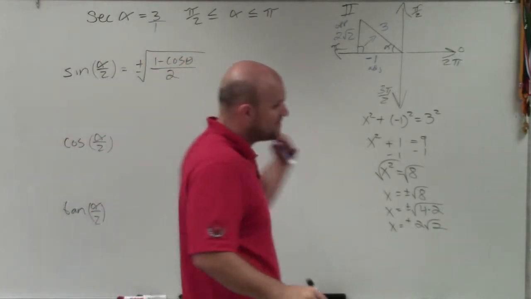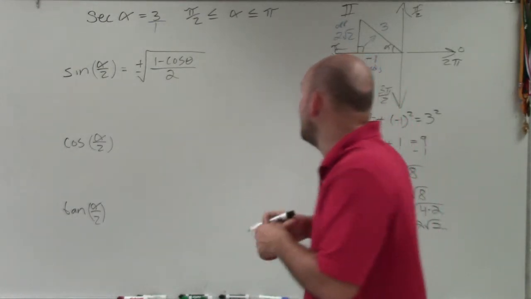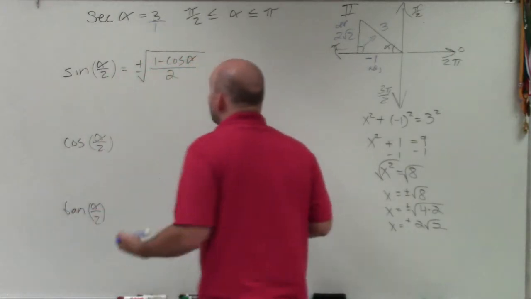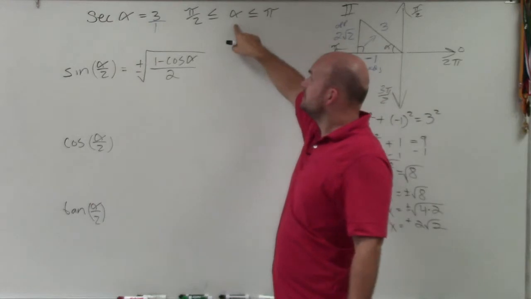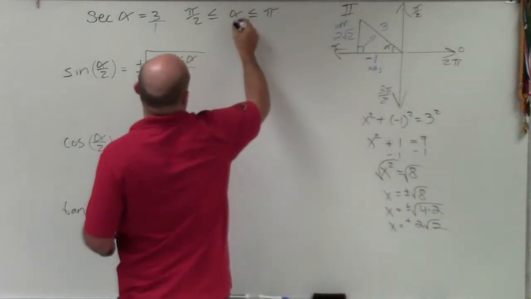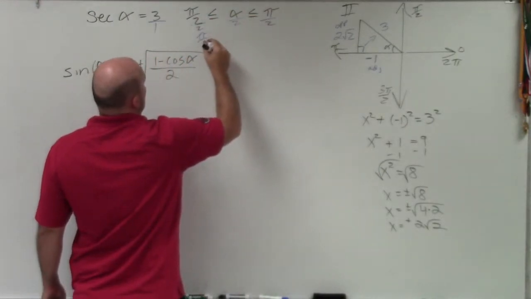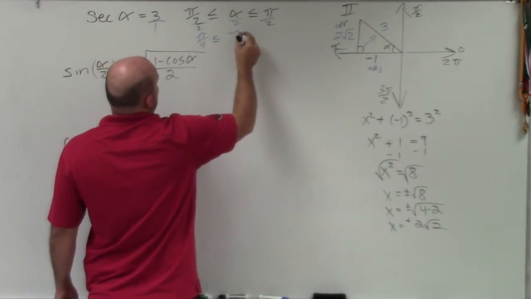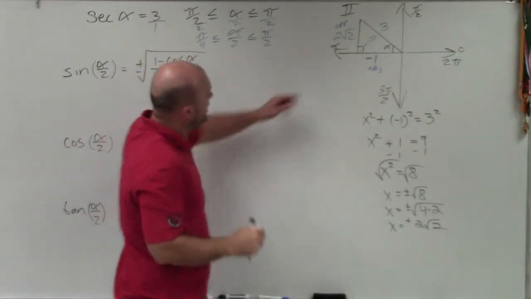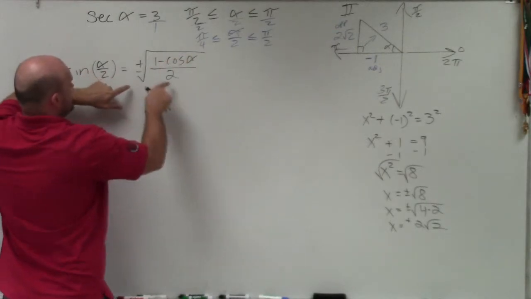Now to determine if sine is going to be positive or negative, it's all dependent on where we're going to use alpha, not theta, where alpha divided by 2 lies. Well, we know that alpha lies in the second quadrant, where sine would be positive. But we want to figure out where alpha divided by 2 lies. When we do that, we get pi over 4 is less than or equal to alpha over 2, which is less than or equal to pi halves. That's now going to be in the first quadrant, where sine is going to be positive.